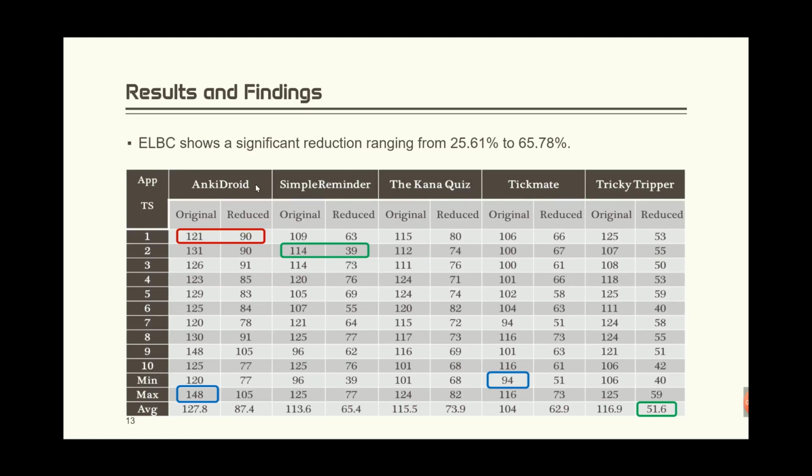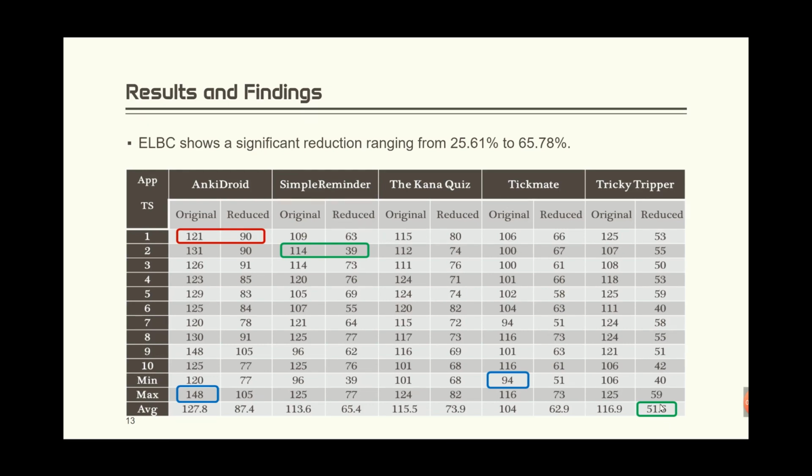Let's move to the results and findings. ELBC achieved a significant reduction of test suites that were generated via SARSA, ranging from 25.6% to 65.7%. This table presents the size of the original and reduced suite of each Android application using ELBC.